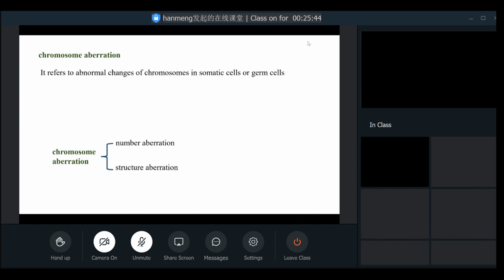As I said at the beginning of the class, chromosome aberration has two types. One is number aberration, another is structure aberration. Chromosome aberration refers to abnormal changes of chromosomes in somatic cells or germ cells. These abnormal changes include the number or the structure of the chromosomes.